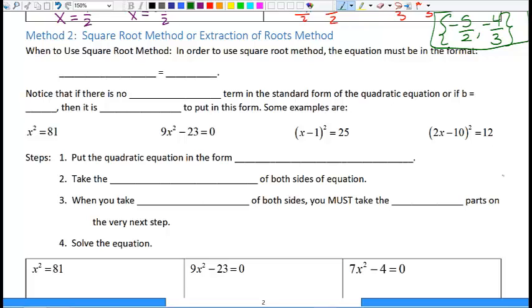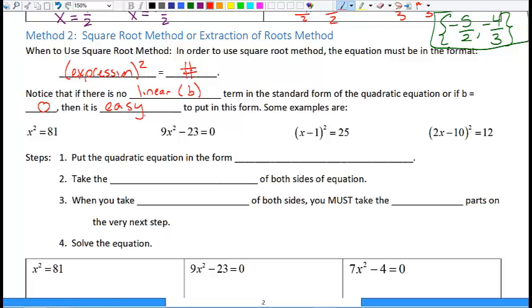Moving on to our next method, method 2, is called the square root method, or some books call it the extraction of roots method. In order to use the square root method, the equation must be in the format where the expression is squared, and it has to equal some number. Expression squared equals a number. So notice that if there is no linear term, that's like the b or the middle term in the standard form of the quadratic equation, or if b is equal to 0, then it is easy to put it in this form.